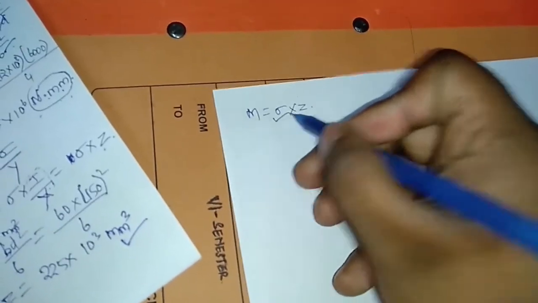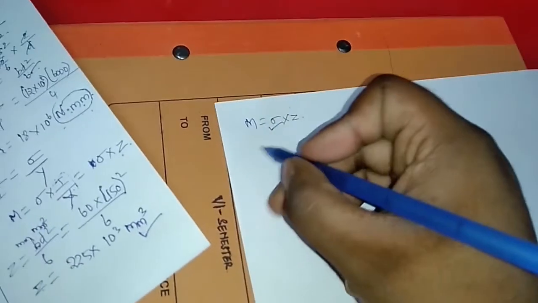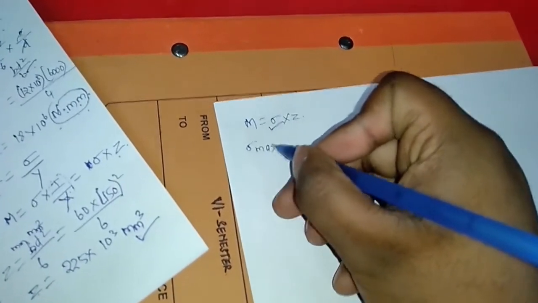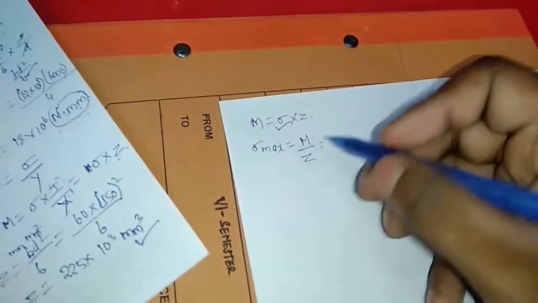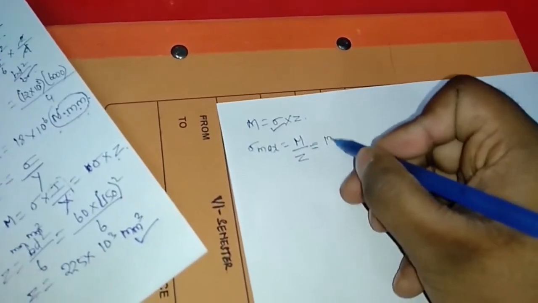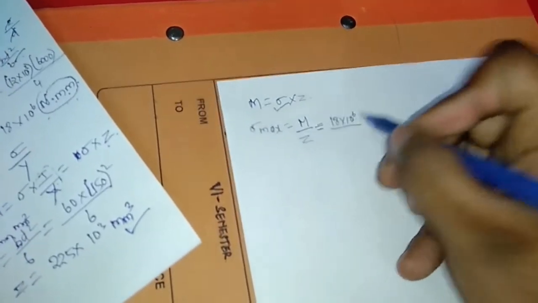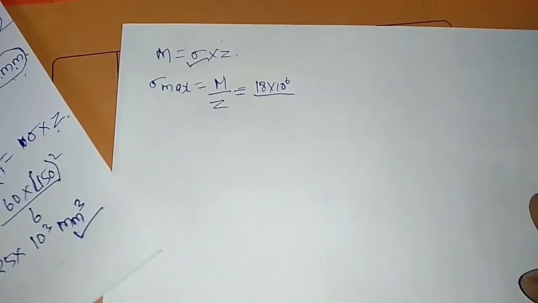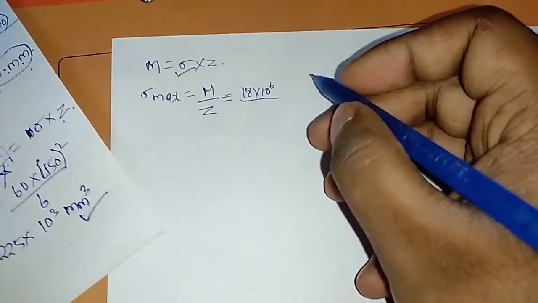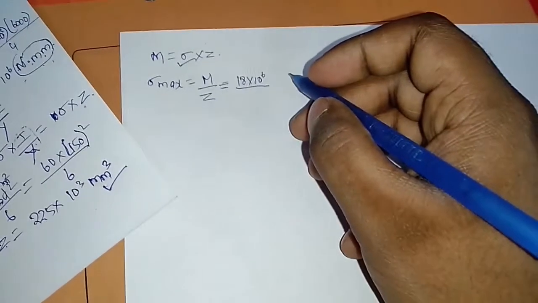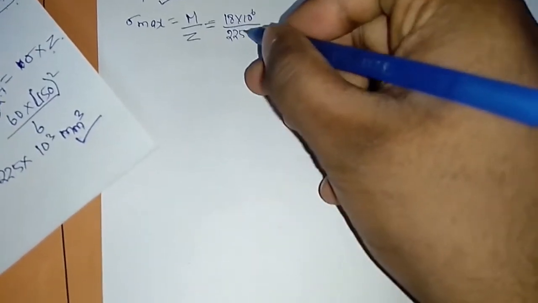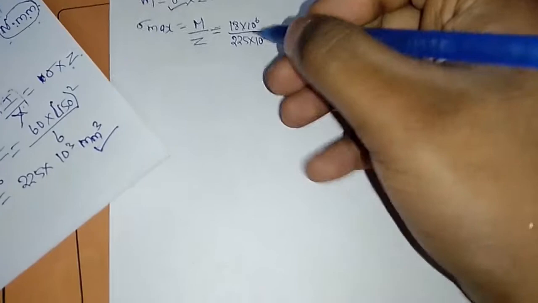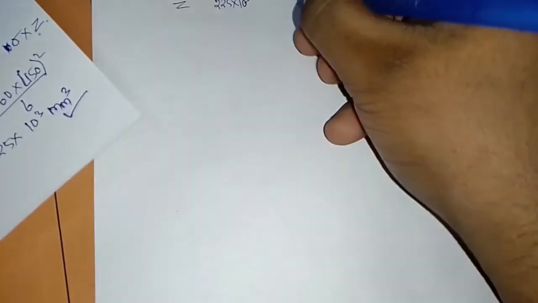We have to find what? Maximum bending stress, sigma maximum, according to your question. Sigma maximum is equal to M by Z. You can take the Z on that side. So that is 18 into 10 to the power of 6 divided by the Z value, which is 225 into 10 to the power of 3. Your answer is 80 Newton per millimeter square.